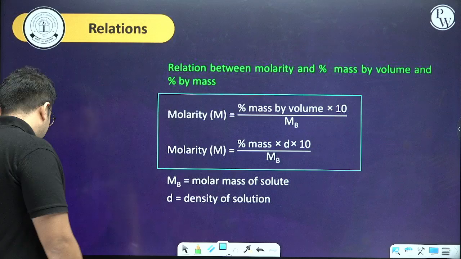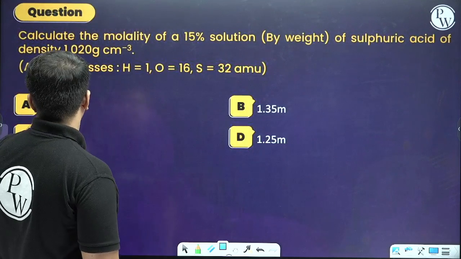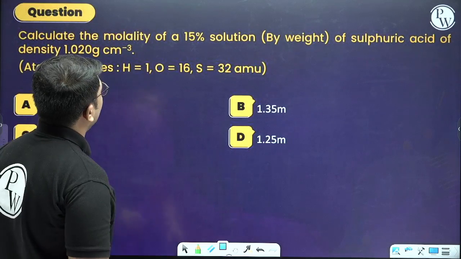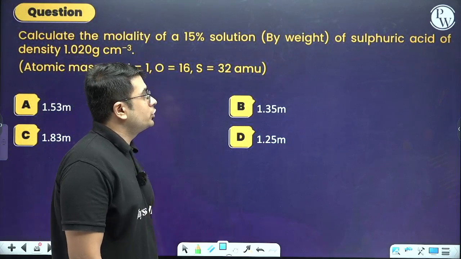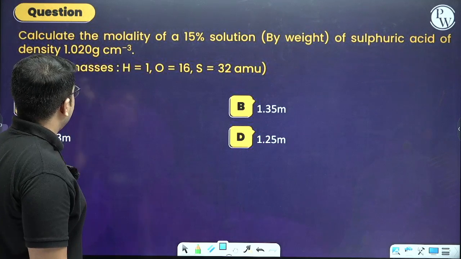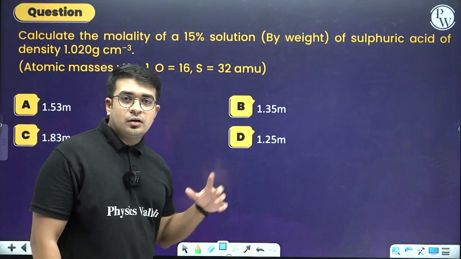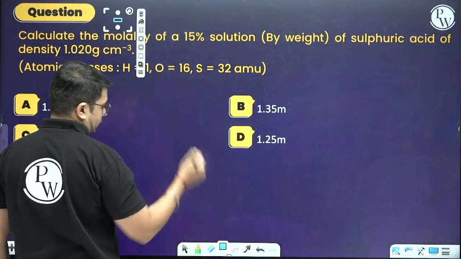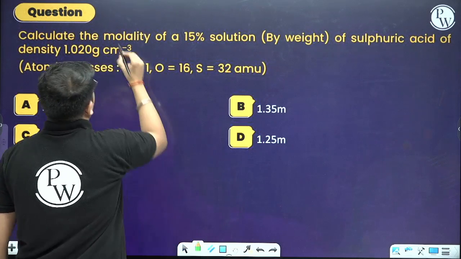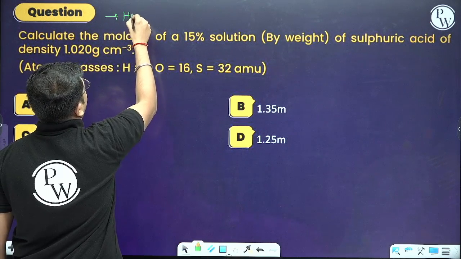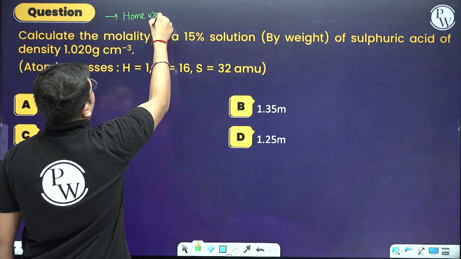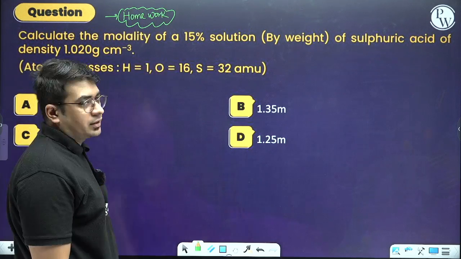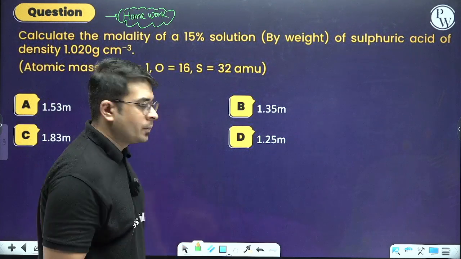Okay, now we have one more question related to the entire part. Calculate the molality of 15% solution by weight of sulfuric acid. Density is already given to you. Every information is given, so take it as your homework. Try to solve it by yourself and let me know the final answer. If you are facing any difficulty, just let me know.